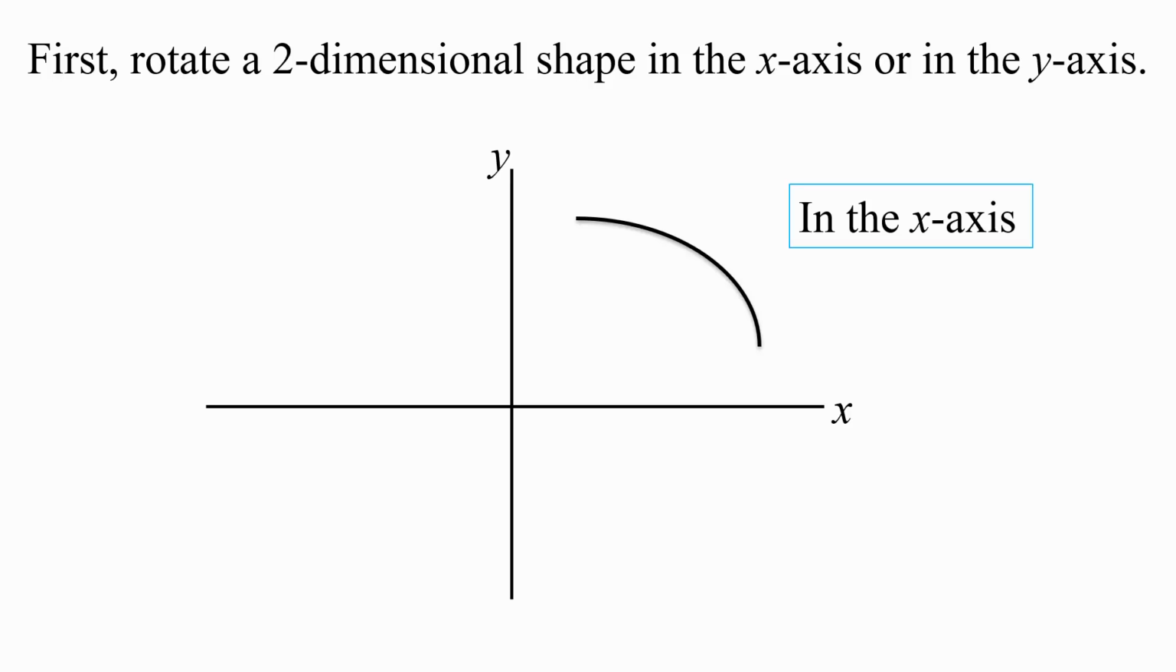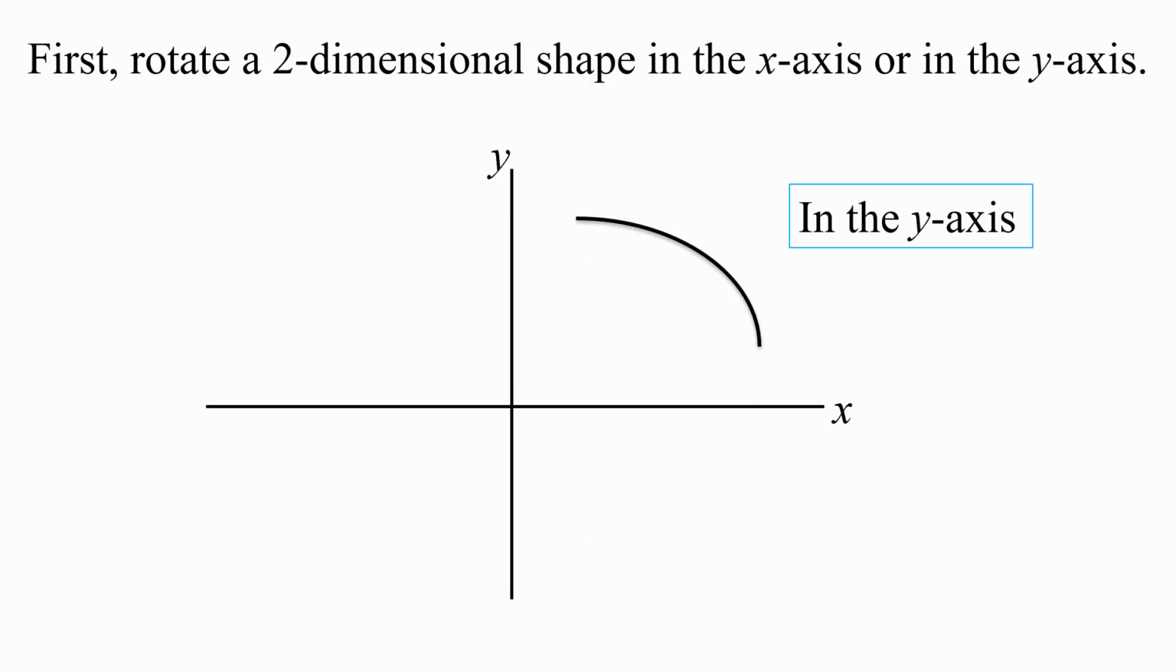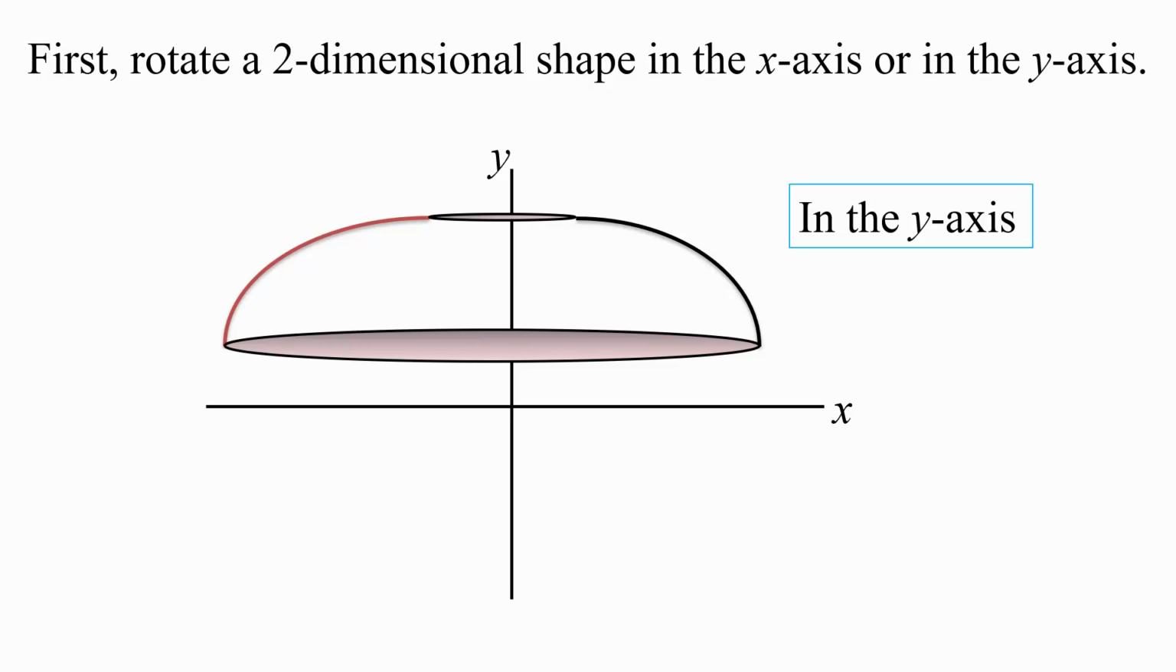Let's suppose we rotate it in the x-axis first. There's a shape. Rotating it about the x-axis means it will look like that. We produce a three-dimensional object. Now let's see if we can rotate it in the y-axis. Same two-dimensional shape, and that's what it will look like.